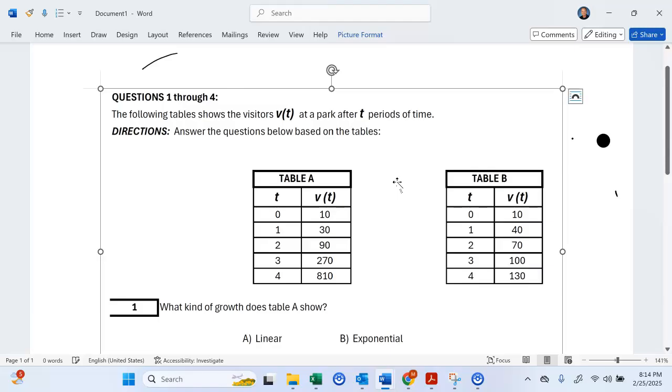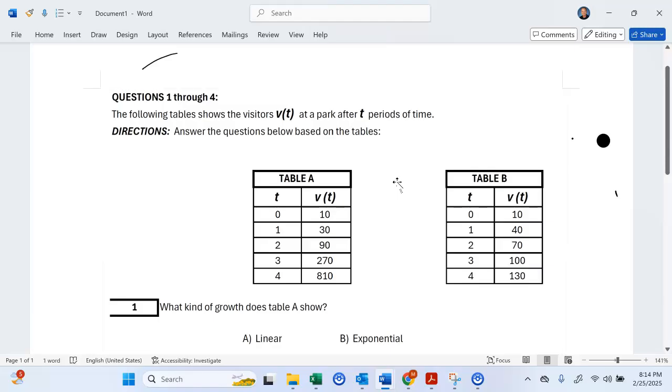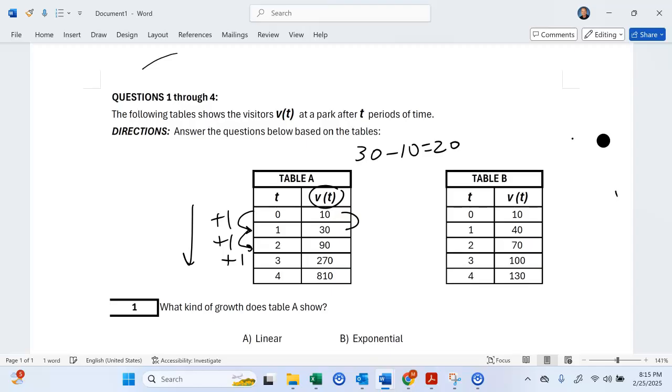So first table A, right? So how is it changing? Okay, this goes up by +1, and then from 1 to 2, +1. So every time this goes up by +1. How is this one changing? So here, 10 to 30, we can go 30 minus 10 equals 20, or 10 plus 20 equals 30.